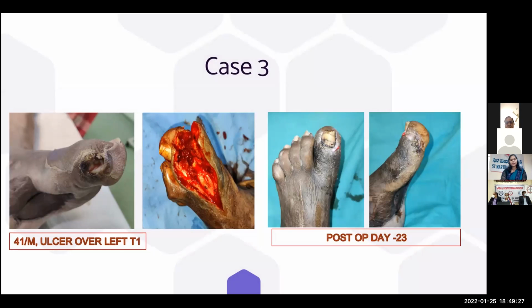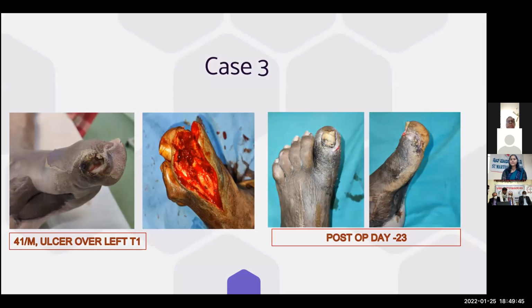So this is case 3, a male patient who had an ulcer over the left T1. As in previous cases, for this patient also, the distal phalanx was removed, and the remaining viable tissue was created as a flap, and the defect was covered. So this is the patient on post-op day 23.